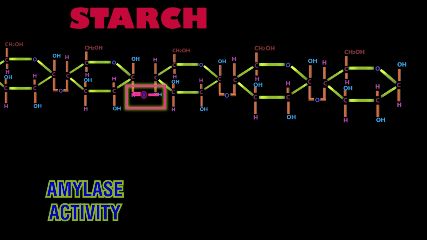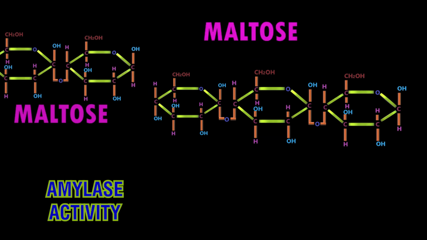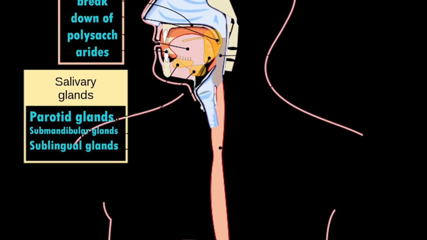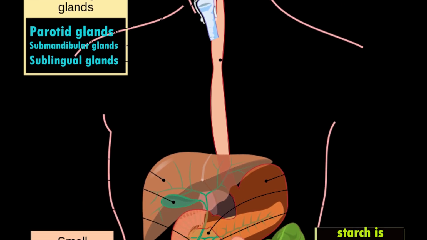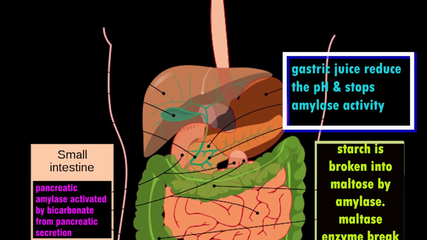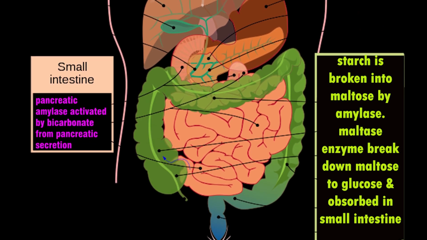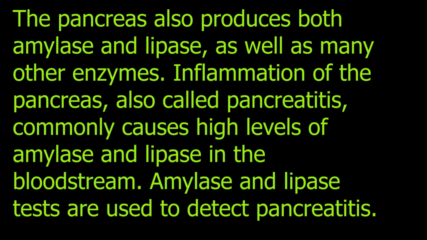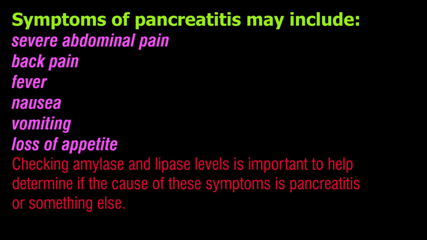The salivary amylase hydrolyzes starch in the mouth and up to the esophagus. Due to stomach acids, the amylase activity is stopped. The pancreatic amylase breaks down the polysaccharides in the small intestine. The pancreatic juice contains bicarbonate ions that increase the pH to the optimum for amylase activity. Serum amylase is used to investigate the cause of abdominal pain or epigastric pain, differentiating between acute pancreatitis and a surgical emergency such as perforation of the stomach or infarct of the bowel.